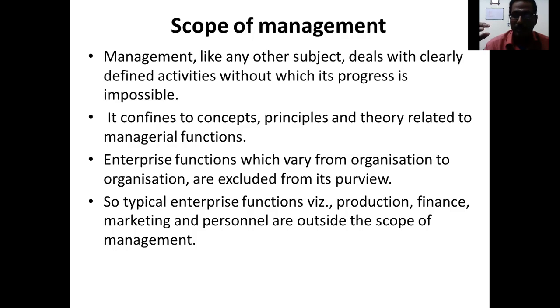Typical enterprise functions like production, finance, marketing, and personnel are outside the scope of management. What an organization does is not that relevant to the management function. Whether they only perform production and marketing, or finance and marketing, or production, finance, and personnel, the principles of management don't change from one organization to another, or with the size of the organization, or where it is located. That's why we say the principles or theories are universal, because anywhere we go, organizations consist of people. Certain characters may differ, but the basic principles of human beings are the same, so it is universal.